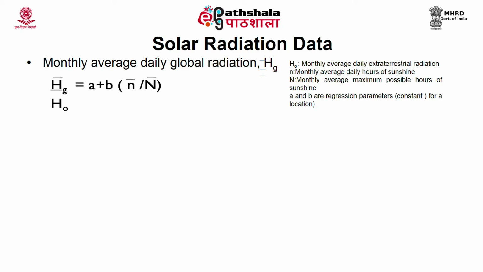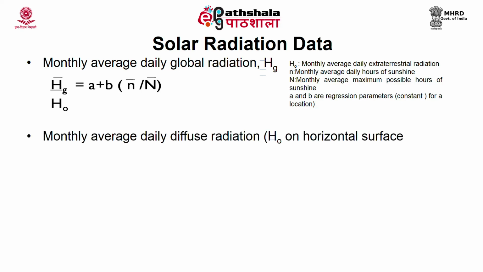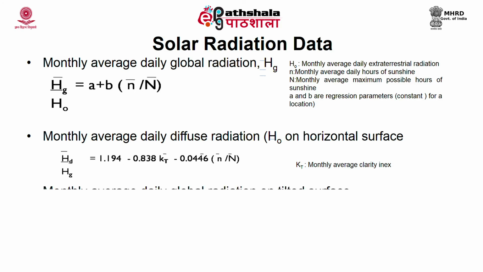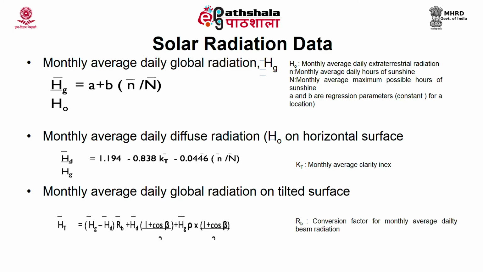If we need to calculate the monthly average daily diffuse radiation on horizontal surface, it is given by the equation HD bar by Hg bar is equal to 1.194 minus 0.838 KT bar minus 0.0446 n bar by capital N bar. KT bar is the ratio of monthly average of daily global radiation to the monthly average of daily extraterrestrial radiation. The monthly average daily global radiation on tilted surface, that is HT bar, is calculated from Hg bar minus HD bar. That means this is the difference of the global minus diffuse.